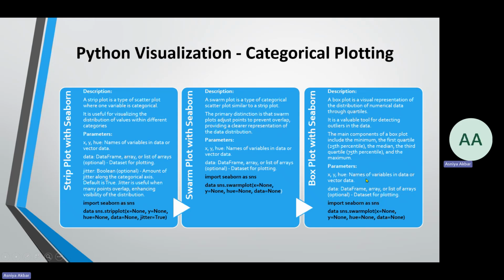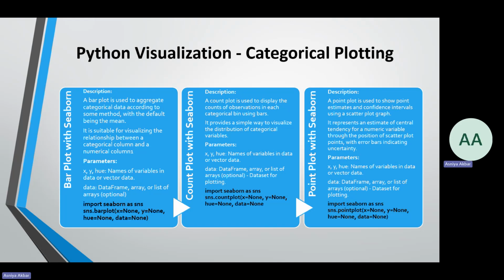And lastly, we have the box plot with Seaborn. A box plot is a visual representation of the distribution of your numerical data through quartiles. It is a very valuable tool for detecting outliers in your data. And here we again have x, y, hue, and data, which are the common parameters.